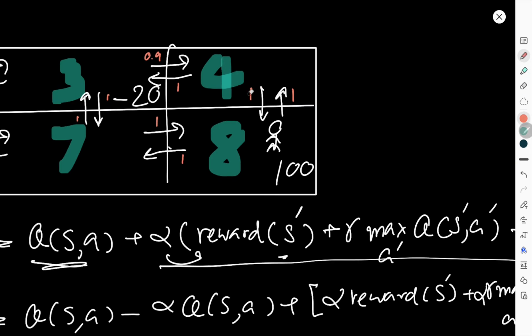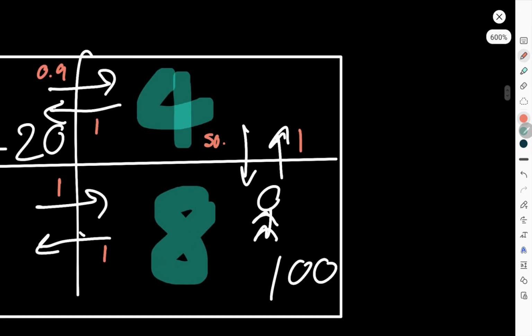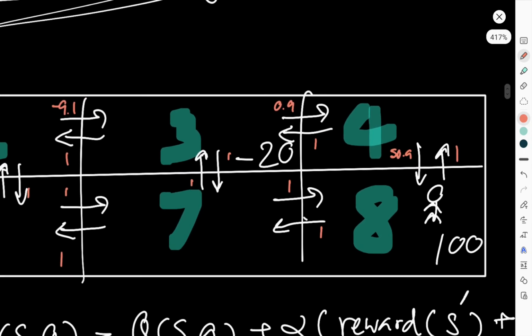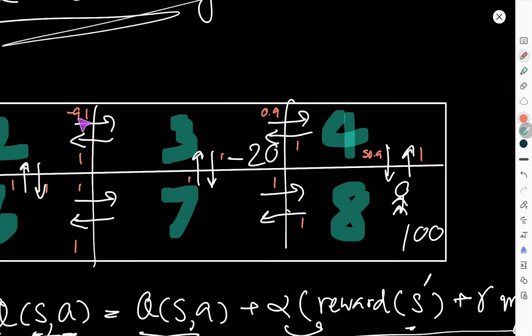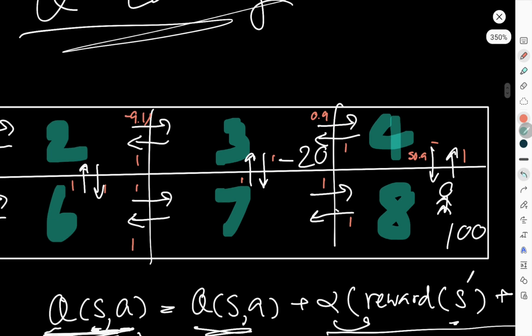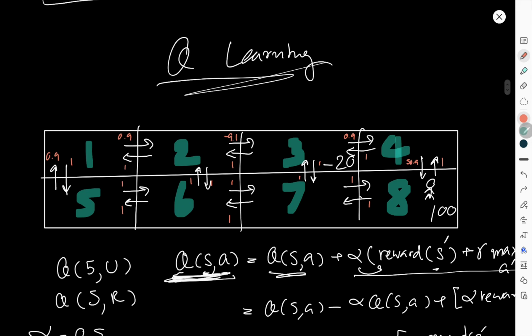How different is it? 50.9. Can you see? At this point, we have the Q value from state 2 to 3, that is minus 9.1. That is, we should avoid this operation, and we should use this operation from state 4 going down. This is a good one. This is the bad one. Okay, so this is the first iteration.